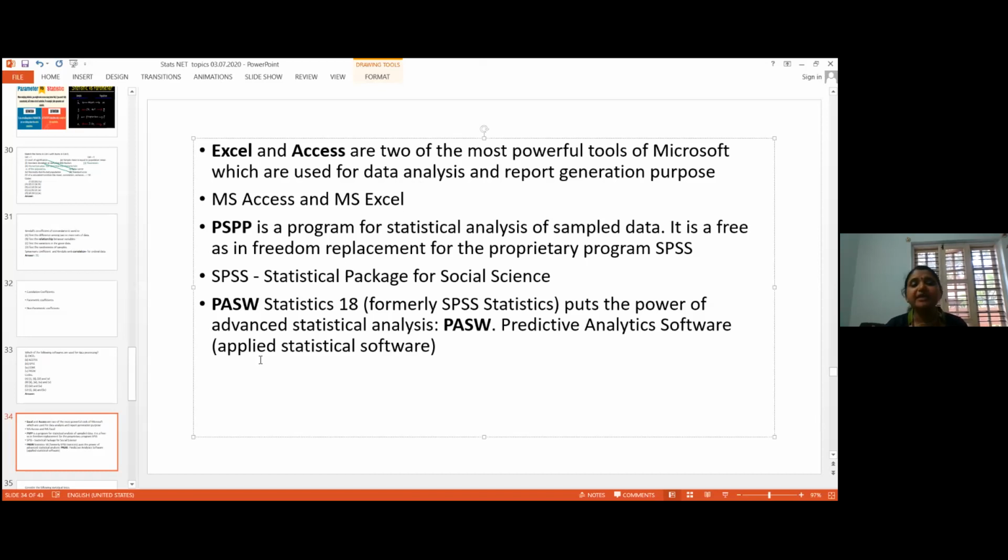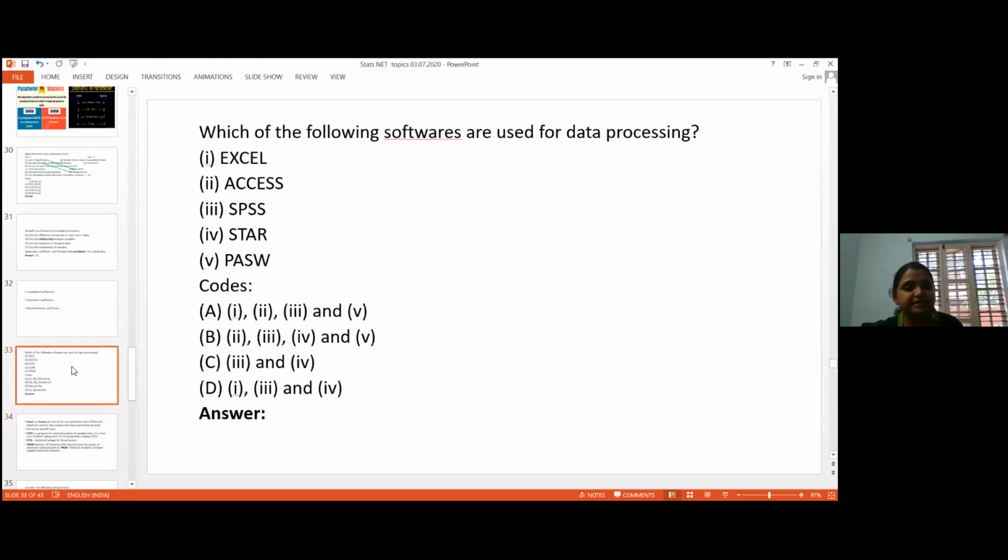SPSS, yes. PASW is a recent addition, from a few years back once IBM took it over and started using it for analytics rather than just for research purposes. They named it PASW. SPSS was called Statistical Package for Social Sciences, whereas they have made it a little more industry oriented, calling it Predictive Analytics Software, PASW. So that is also a software used for data analysis. STAR is a different software which is not used for data analysis.